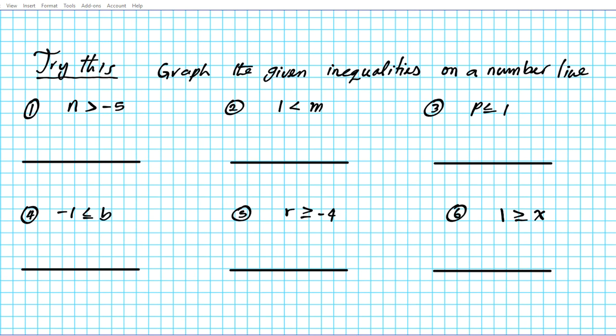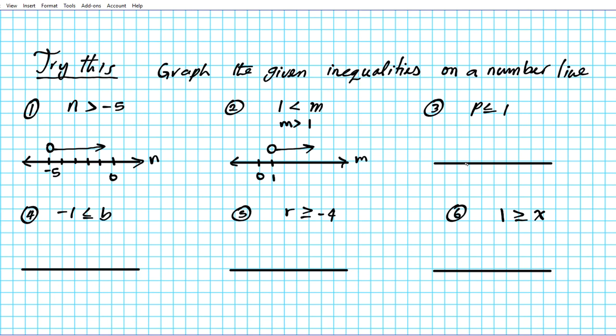Alright, so hopefully you had a chance to work on these problems. Let's go ahead and graph them. This one is n. So we have 0, 1, 2, 3, 4, 5, -5. So n is greater than -5, open circle, and everything to the right. 1 is less than m, variable m, 0, 1, open circle. 1 is less than m is going to be m is greater than 1. So you just switch it around, and then you have something like this.